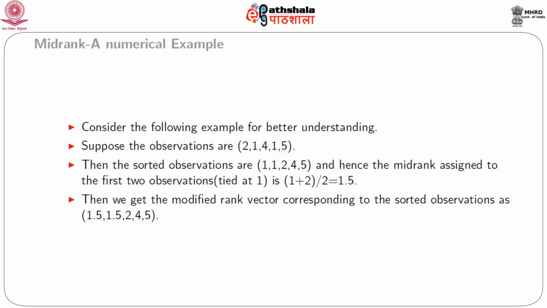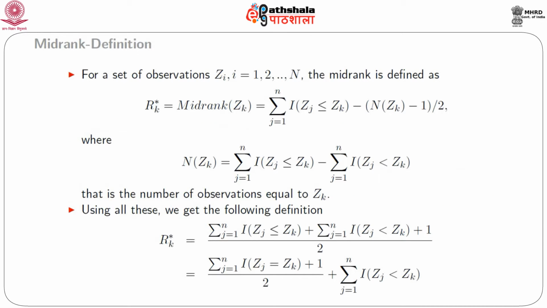If we don't have any tie at the first and second positions, we could assign ranks 1 and 2. If we find that there is a tie in the first 2 positions, then we add the possible ranks, 1 and 2, for the first two observations, and assign the average of these ranks to these tied observations. Then we get the modified rank vector corresponding to the sorted observations as 1.5, 1.5, 2, 4 and 5.